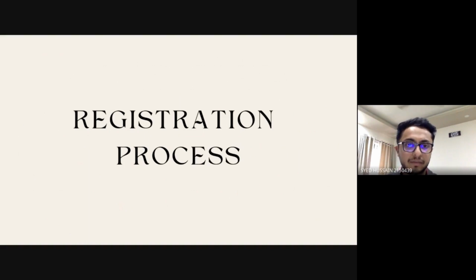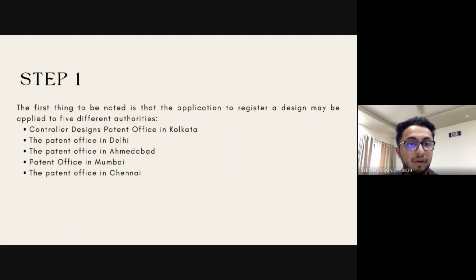Registration process. Step one, the first thing to be noted is that the application to register a design may be made to five different authorities: the Controller of Designs, Patent Office in Kolkata, the Patent Office in Delhi, the Patent Office in Ahmedabad, the Patent Office in Mumbai, and the Patent Office in Chennai.